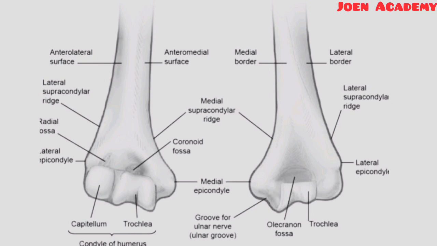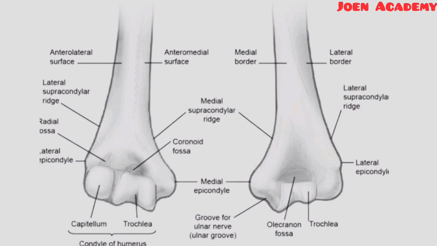Immediately distal to the supraepicondylar ridges are extracapsular projections of bone, the lateral and medial epicondyles. Both can be palpated at the elbow. The medial is the larger of the two and extends more distally. The ulnar nerve passes in a groove on the posterior aspect of the medial epicondyle, where it is palpable.